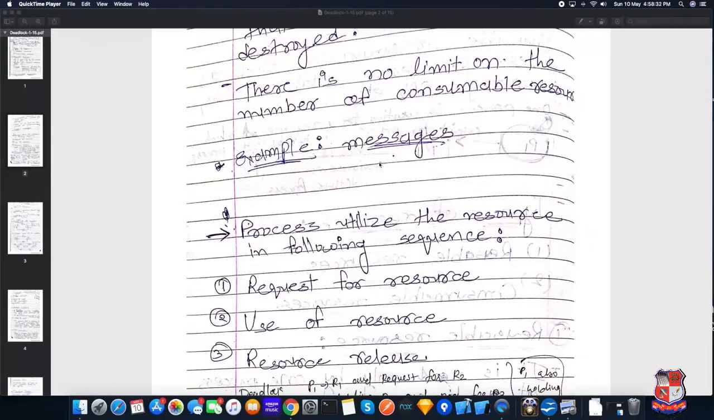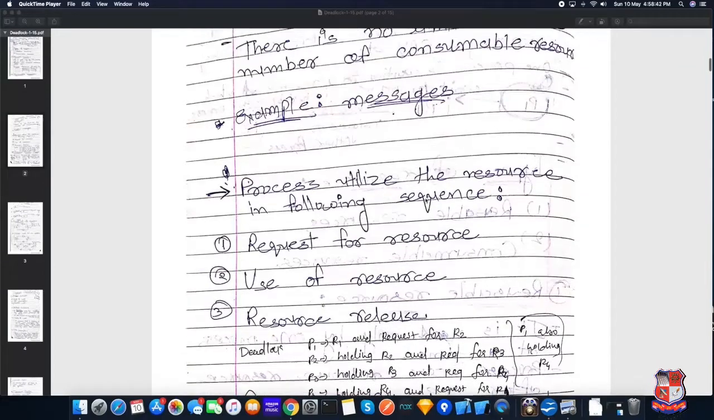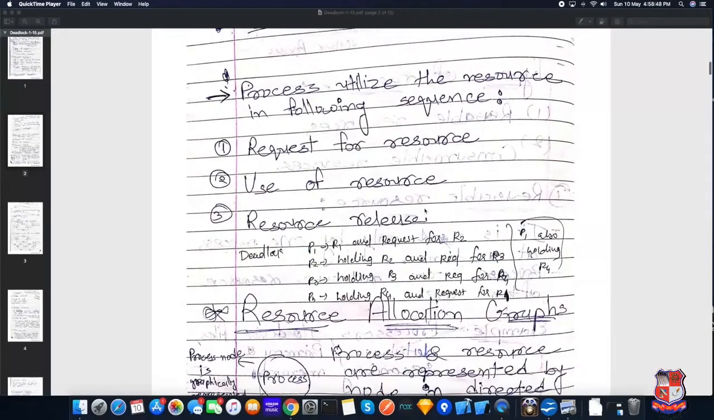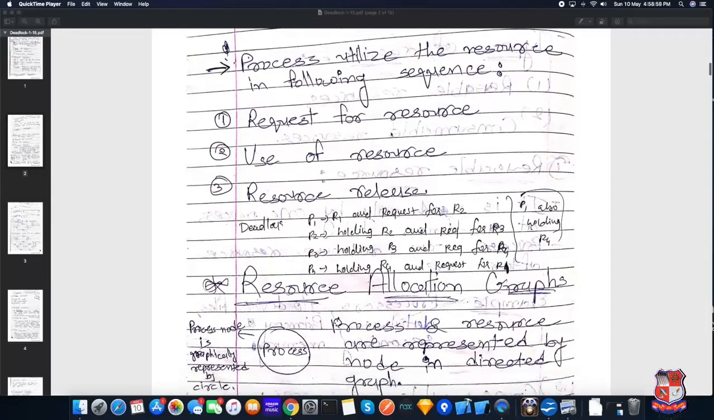The next point is that a process utilizes the resource in the following sequence. The first step is request for the resource, the second one is use of the resource, and the third one is, after using the resource, the process releases it. So these 3 steps are how the process utilizes the resource.